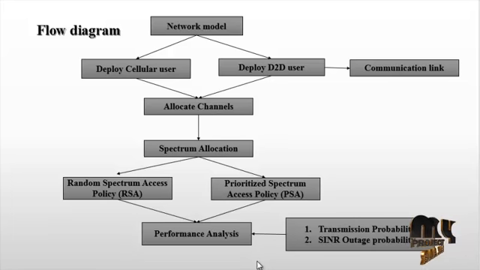So to allocate the channel, whatever it may be, user bandwidth, throughput, efficiency, or all are calculated by using the value. Whatever it may be, we are calculating the transmission probability and then the SINR outage probability for the particular RSA and PSA algorithm of the process. So the D2D deployed user communication link is also important. These are the overall flow diagram of the particular process.